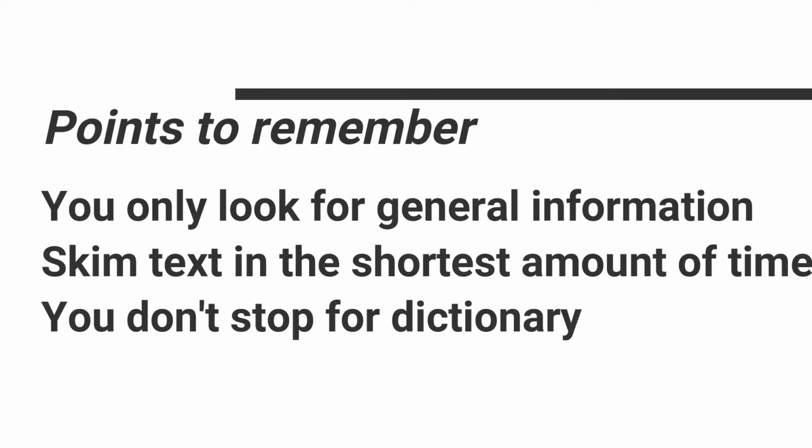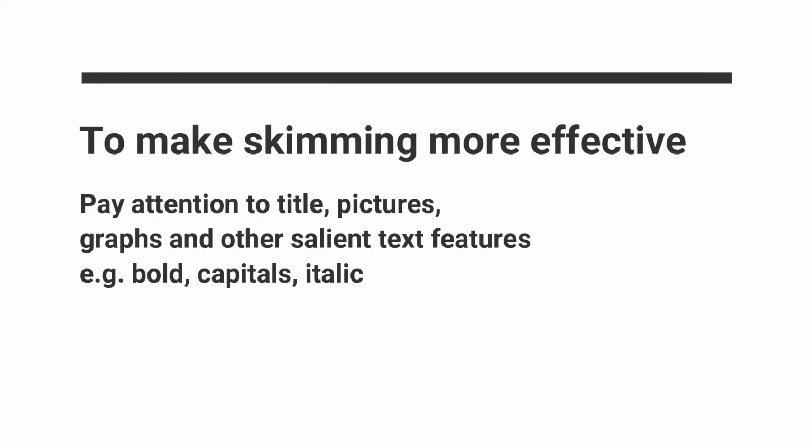When skimming for general ideas, you don't read every sentence in the passage and you do not stop for a dictionary when you find unknown words because that will slow you down. Remember, in skimming, you try to get the general idea in the shortest amount of time. To make it more effective, it is suggested that you take a look at the titles, pictures, graphs, and other salient text features that can be very helpful to grasp the gist of the passage.